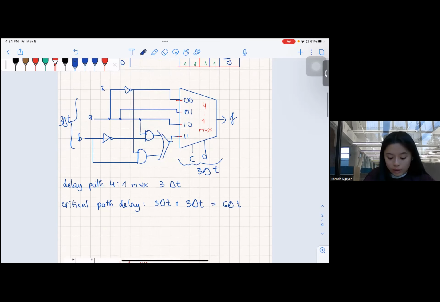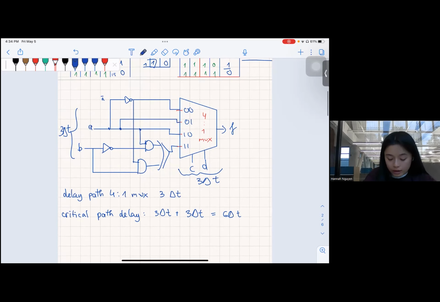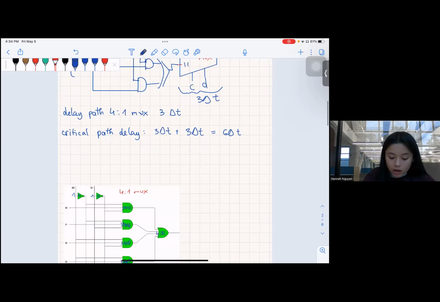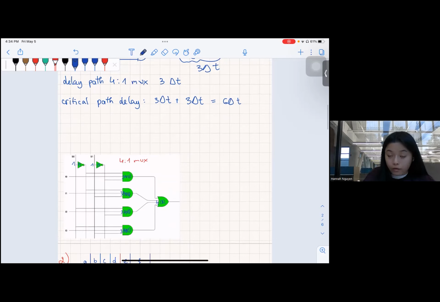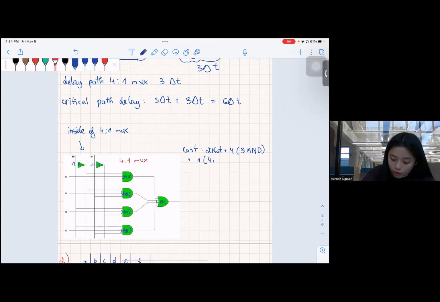And then we have to calculate the cost for this logic gate. Okay, here I have the inside of the 4x1 mux. We can easily calculate the cost of this mux. It has 2 NOT gates, and then 4 3-input AND gates, and then 1 4-input OR gate.